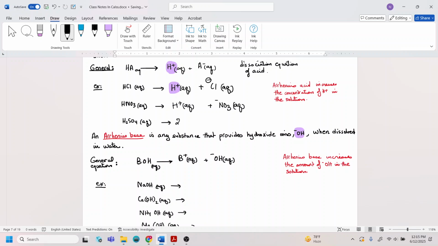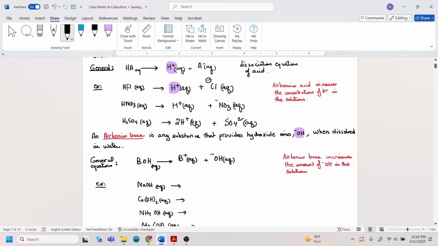H2SO4 is going to dissociate into 2H plus, aqueous, because after all, you have to balance the equation. So it's going to dissociate into 2H plus and SO4 2 minus, aqueous. This is the sulfate ion. Go to the polyatomic table. This one is going to be a 2 minus. This is the sulfate. So definitely you need to balance it out, so you need to put a 2 over there. And this is your balanced dissociation equation of an Arrhenius acid.